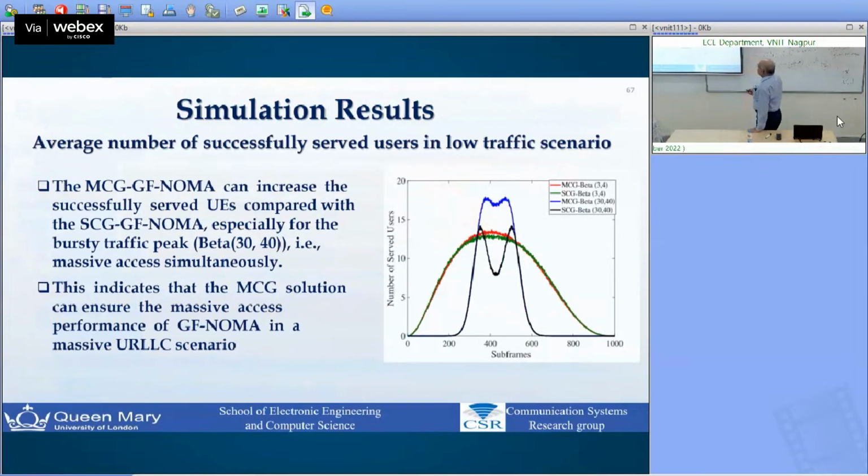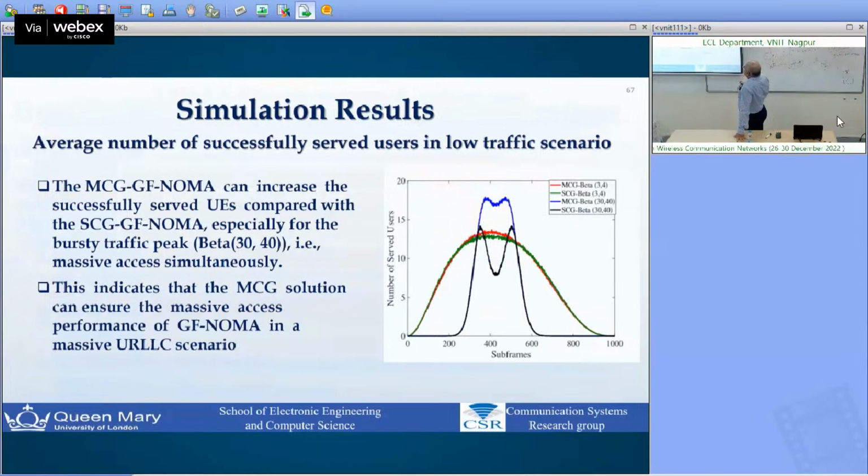Now we see the performance. Here we have the low traffic scenario. In the bursty traffic modeling, we learned 2 scenarios: low traffic and heavy traffic. In heavy traffic, the peak is very high. In low traffic, the peak is not that high, but it's still bursty. Here we considered the time limited beta distribution, and we see single configuration grant and multiple configuration grant, with beta parameters 30, 40, and here 3, 4.